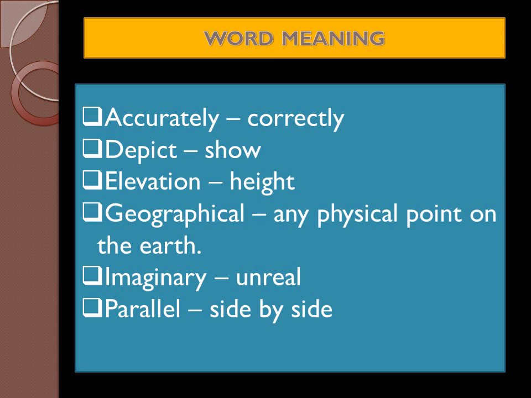Next is geographical. Geographical means any physical point on the earth. That is geographical. Imaginary. Imaginary means unreal, काल्पनिक, जो वास्तविक नहीं है. That is imaginary. Next is parallel. Parallel means side by side. मतलब जो समान रूप से चल रहा हो, समांतर, जिसमें हर जगह समान अंतर हो, समान अंतर के साथ चलने वाला होता है समांतर. That is parallel.